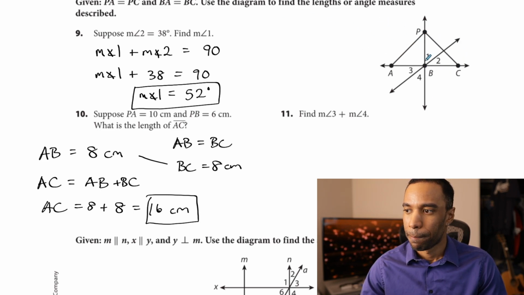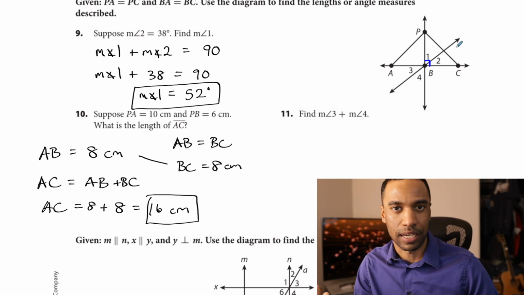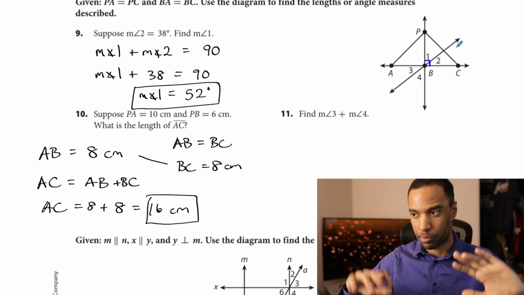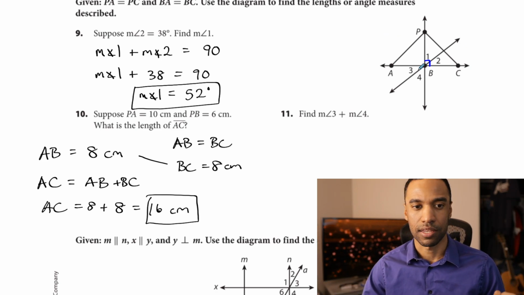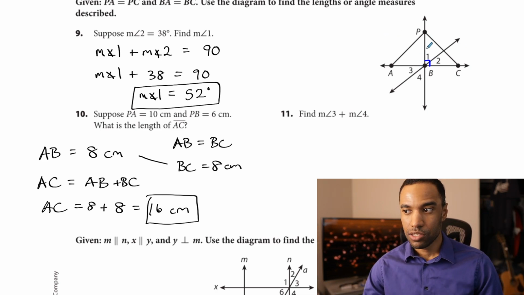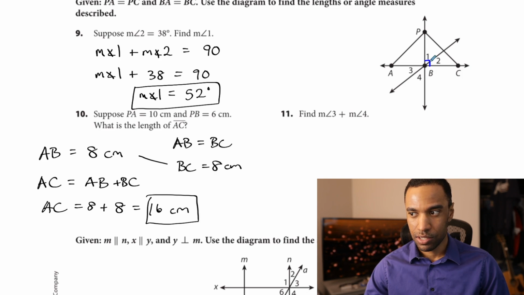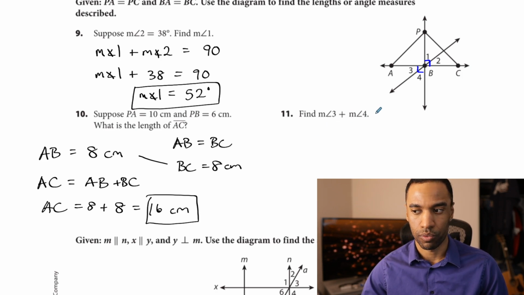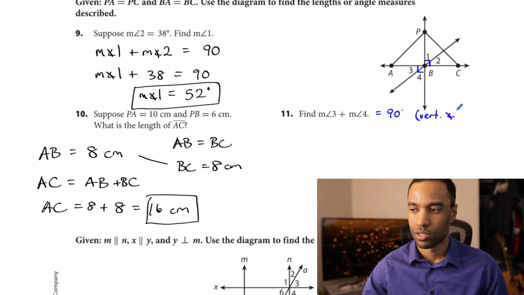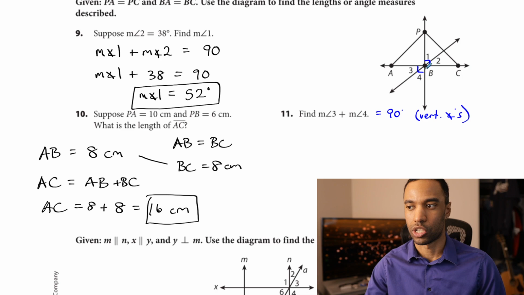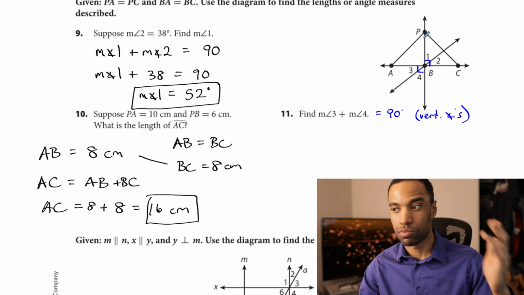For one, we knew this was a right angle here because of the perpendicular bisector nature, the converse perpendicular bisector theorem, all that stuff. If that's the case, we have vertical angles right here. This is congruent to this. Vertical angles are congruent, so if one is 90, the other's 90. That means the measure of angle 3 plus the measure of angle 4 is 90 degrees because of vertical angles. So that's one way we could do that, just straight up vertical angles.